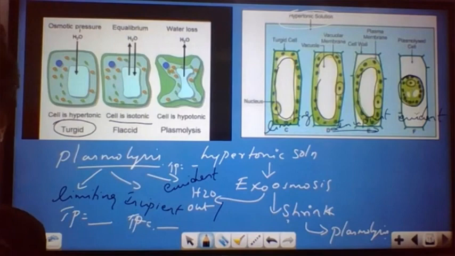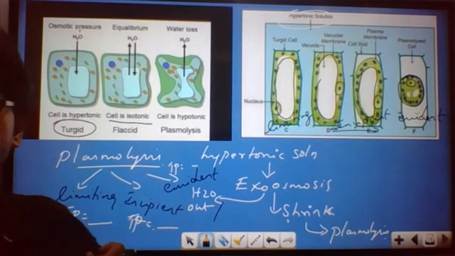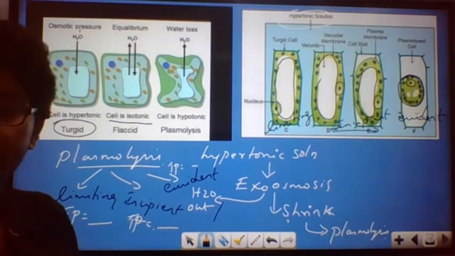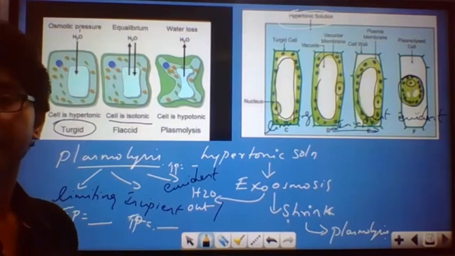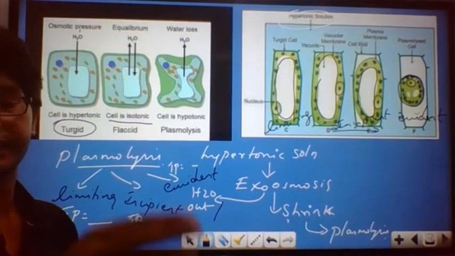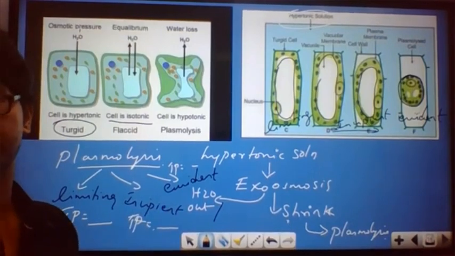Does this occur in human beings, like in a sea? Of course, you could see this in most cases, in human beings also. Okay, fine.